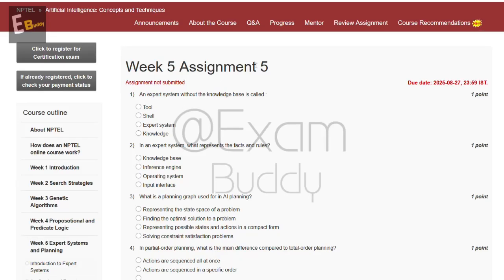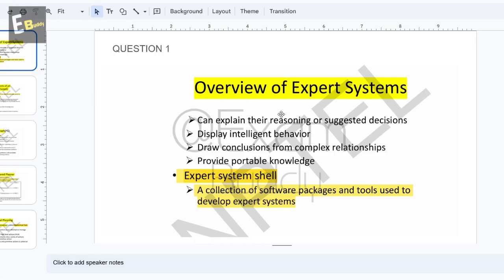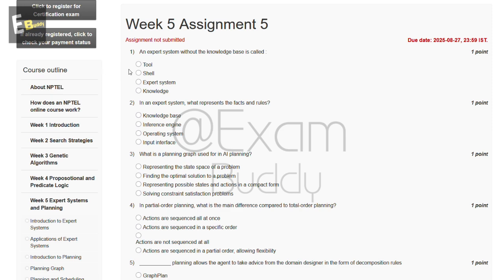Now let's do our assignment, Artificial Intelligence Concepts and Techniques, week 5, assignment 5. So the first question is, an expert system without the knowledge base is called? The options are: tool, shell, expert system, knowledge. So let's check the answer of our first question. Question first, overview of expert system shell: a collection of software package and tool used to develop expert system. So the answer of our first question is B, shell.